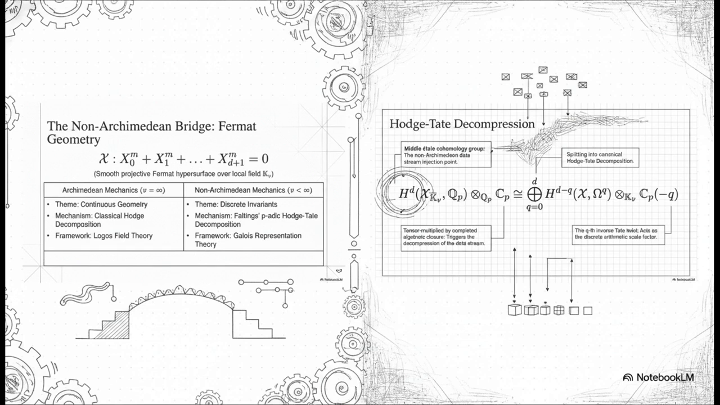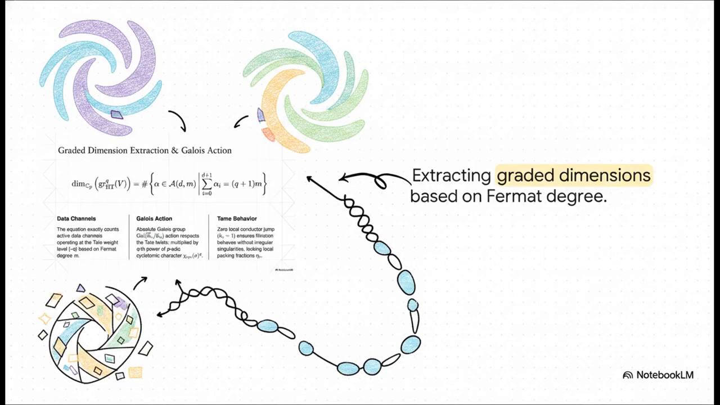Then, Faltings' p-adic Hodge theory tensor multiplies this by the completed algebraic closure, which triggers a split that acts as a discrete arithmetic scale factor. Drilling down into this extraction equation, you can see how it precisely counts the active data channels operating at the Tate weight level. The absolute Galois group is acting semi-linearly here, but because it respects the Tate twists and the local conductor jump is 0, it ensures totally tame behavior. No irregular singularities, just a smoothly organized geometric data stream.